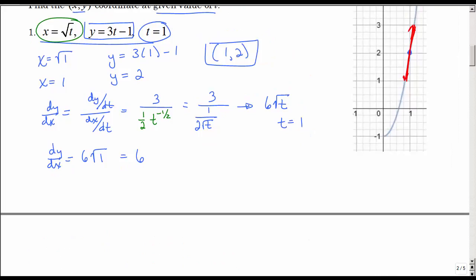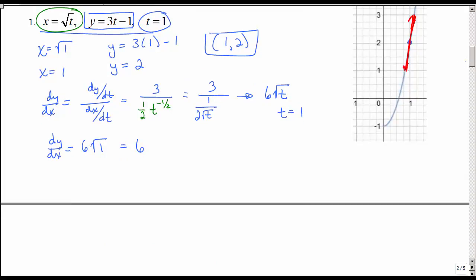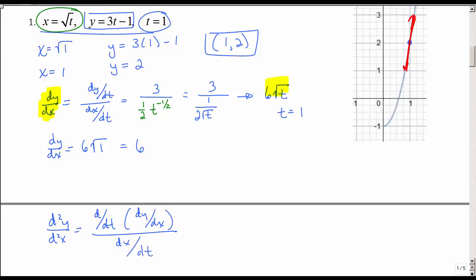Okay, so let's practice that second derivative since it's a little bit different. It would help if we write down that formula again: the second derivative is the derivative with respect to t of our first derivative, divided by the derivative of x with respect to t. So let's go back up to our first derivative. We need to find the derivative of 6 times the square root of t with respect to t. That's going to be 6 times 1/2 t to the negative 1/2. Then we're going to divide by the derivative of x with respect to t.